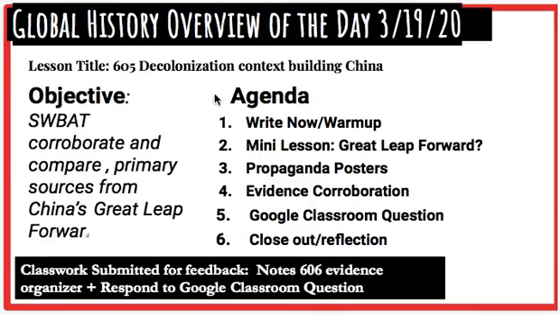Let's break down the agenda. First, we're going to have a right now where we look at some words and imaging about Mao and his vision for China. Then we're going to get into a mini lesson about the Great Leap Forward and what the Great Leap Forward was. And then three, we're going to look at some propaganda posters and how Mao's Communist Party was able to get the support of the Chinese people to industrialize so quickly.